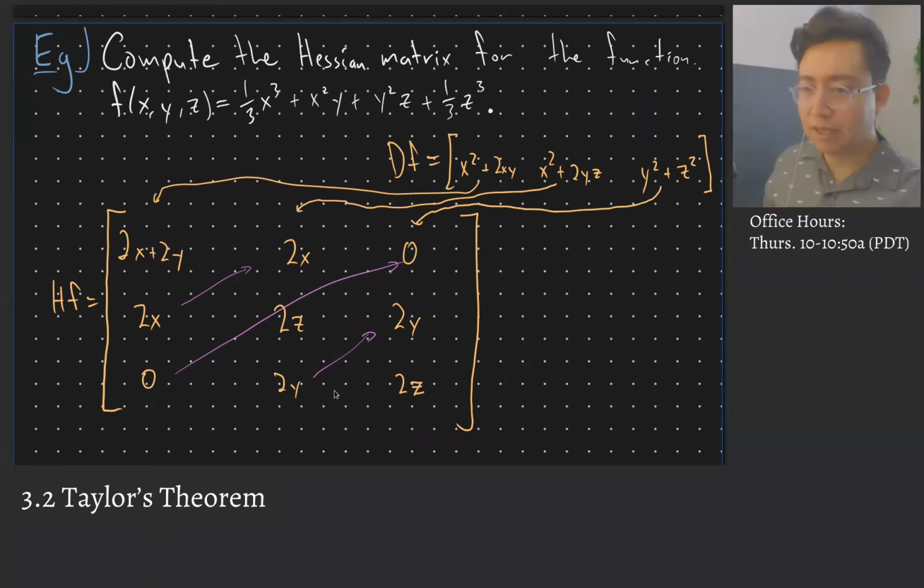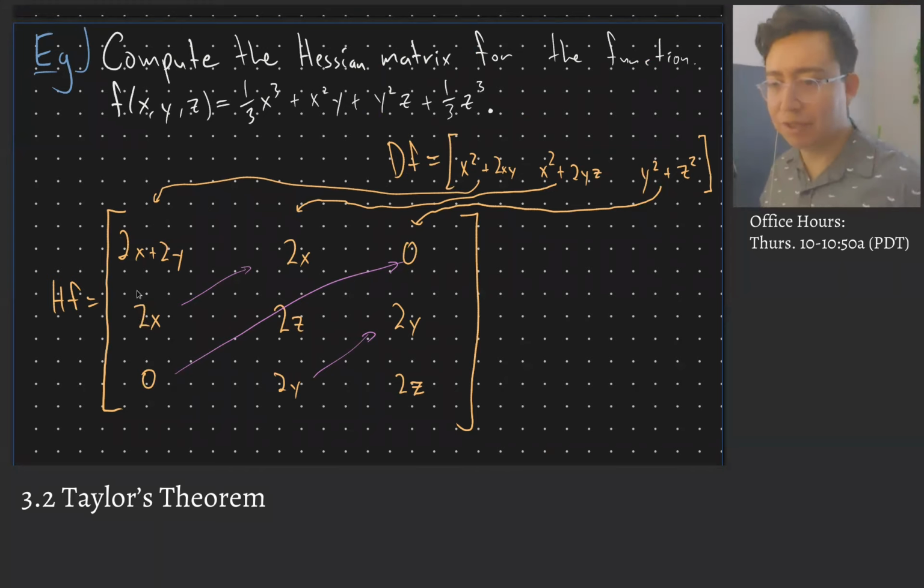So this is d squared dx squared, and then, maybe I'll use the f notation, this is f xy, and this is f yx, and this is f xz, and this is f zx, and then this is f yz, and this is f zy. That's why the mixed partials are going to be equal across the diagonal.